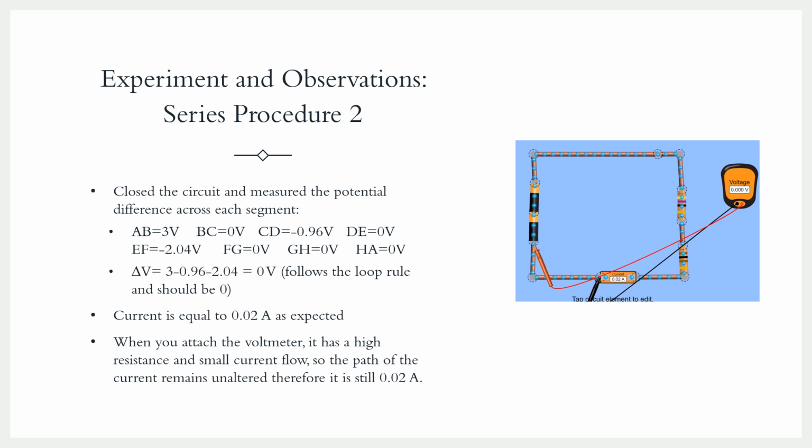Continuing with the series circuit, when we closed the circuit and measured the potential difference across each segment, it gave us these values. We knew from the loop rule that this total should be equal to 0, and when we added up our values, it was in fact 0 volts. When we measured the current again, it was still 0.02 amperes, which is expected. When you attach the voltmeter, it has a high resistance and small current flow, so the path of the current remains unaltered, therefore it is still 0.02 amperes.